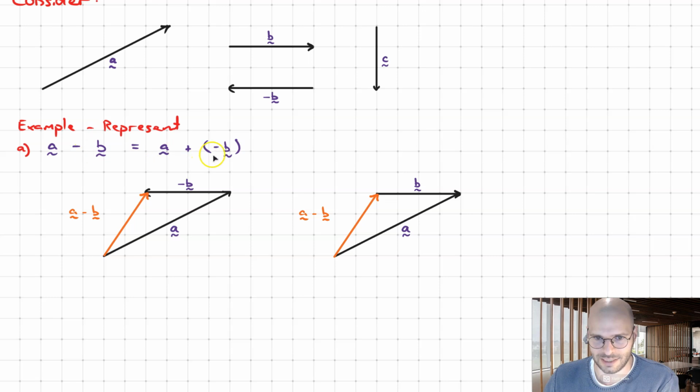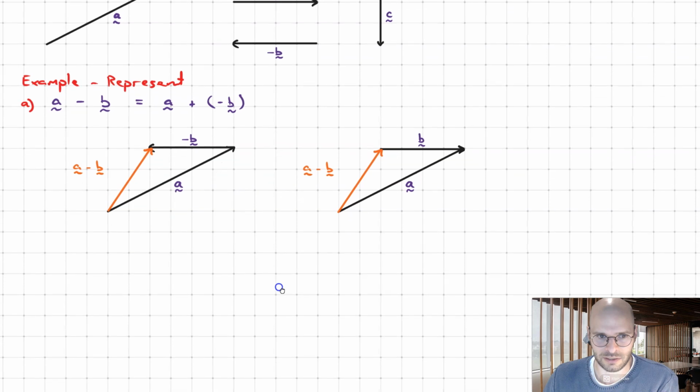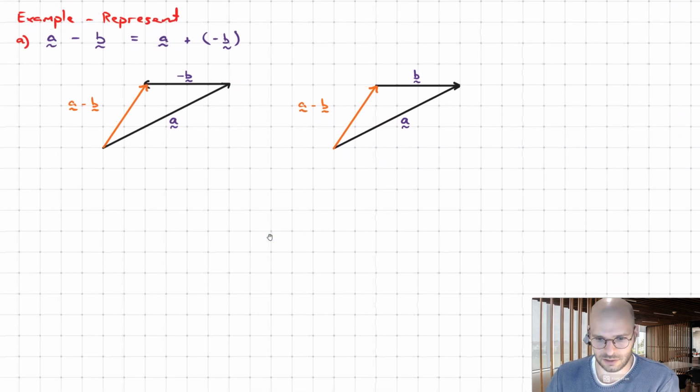We simply take the negation of the second vector, or alternatively, you can just work in the opposite direction to what the vector is going in. This being more intuitive, this being less intuitive, but it works. Alright, now the next thing we need to look at is dilations.